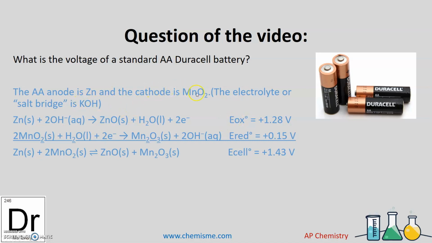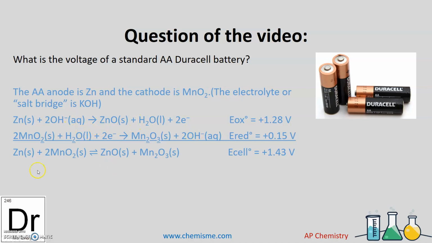And then manganese dioxide is at the cathode. And so here's manganese dioxide going from a +4 to a +3 ion. So it's going down in charge and gaining electrons. And the reduction potential is 0.15. When you sum these, the 2 electrons transferred perfectly, 2 to 2. You can cancel them out. Also, the waters will cancel out and the hydroxides will cancel out.